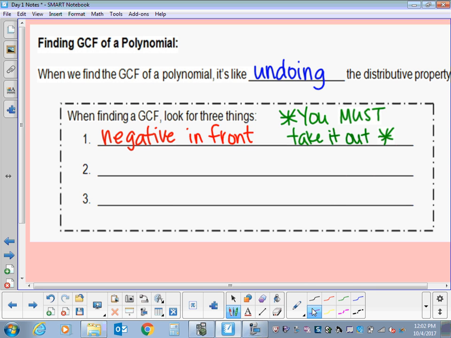The other two are fairly easy. We look for GCF. So we look for the GCF in your numbers and your variables. So GCF in numbers, GCF in variables.